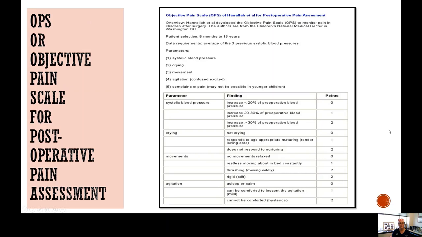Next, we have OPS, or objective pain scale for post-operative pain assessments. So if we're up on 5, we get our post-op patients, we get a post-op kid back on 4, you're in the ICU and you're getting somebody back, or you're adults, it doesn't matter. But this has been tested and validated for patients 8 months to 13 years, and it takes an average of the 3 previous systolic blood pressures and then other parameters such as crying, movement, and agitation for a total pain score.